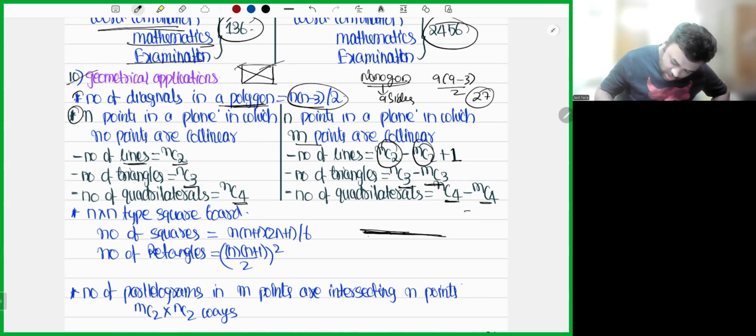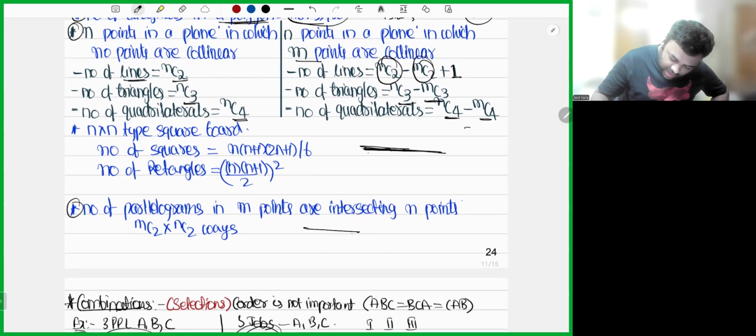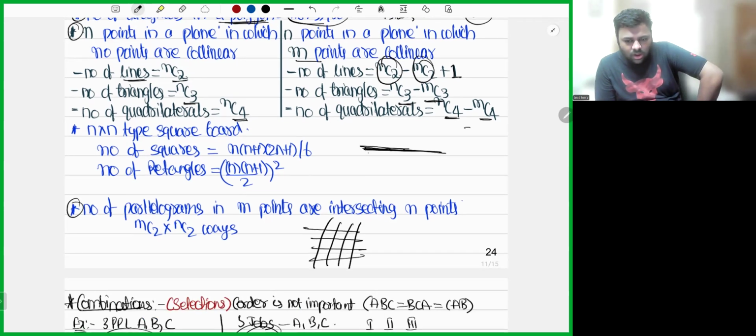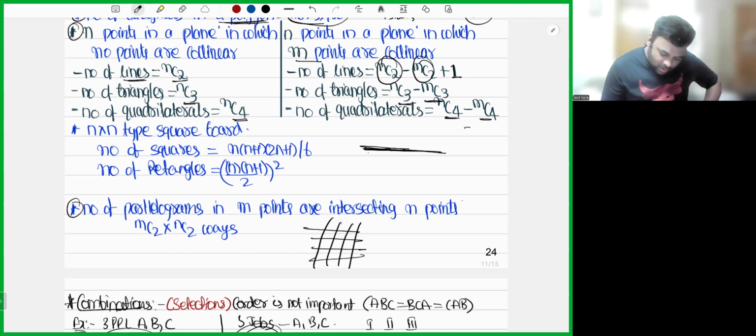Next, the number of parallelograms. If m lines are intersecting n lines, how many parallelograms can be formed? First, horizontally, I need to select 2 lines. Vertically, I need to select 2 lines to form a parallelogram.